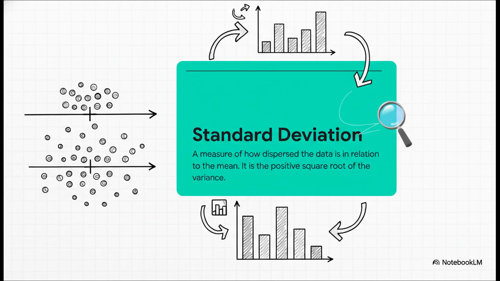Now, I know that sounds kind of complicated, but the idea behind it is actually super simple. It's just one number that tells you how spread out your data is. If you have a low standard deviation, that means consistency. All your numbers are clustered right around the average. A high standard deviation, that means your data is all over the map.